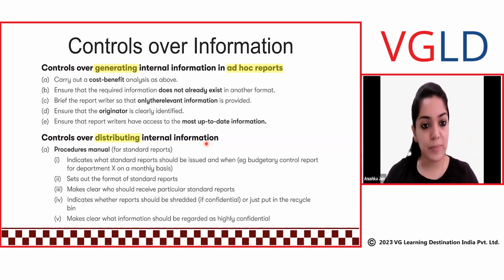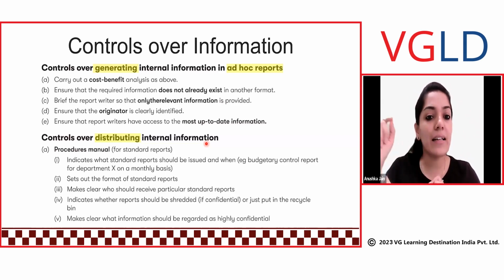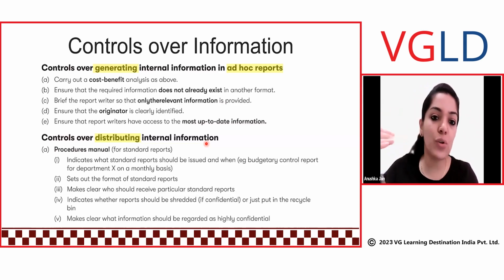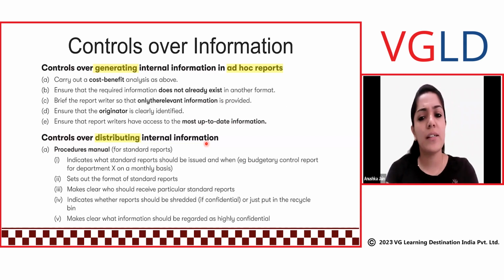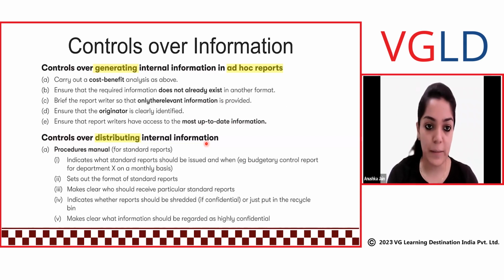Questions could be, below are the controls over generating internal information in ad hoc reports. Select, as per the scenario, which control is applicable to the scenario. So you will be given a scenario, you'll have to select the relevant control which is applicable in this scenario. Okay. So those are the type of questions which come. So you need to be aware what each one of them mean.